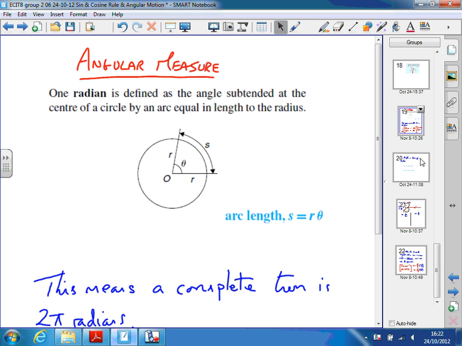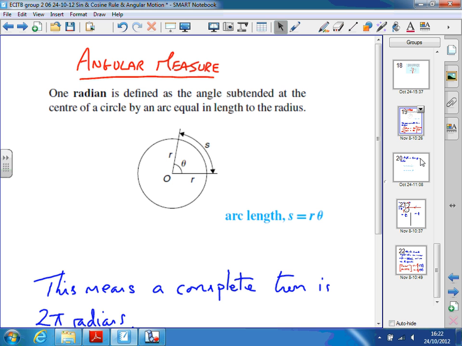I'm going to talk about measuring angles in radians rather than degrees, and then how that applies to movement in a circle, which we sort of talked about briefly before the break when we were talking about those angles greater than 90 degrees, and define angular velocity.